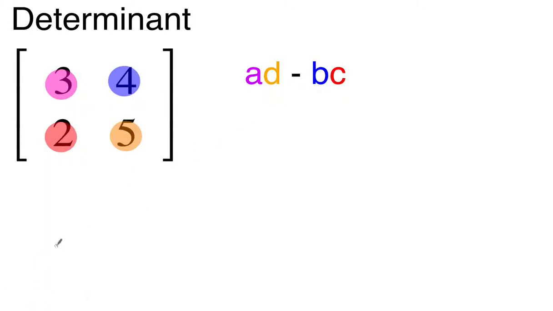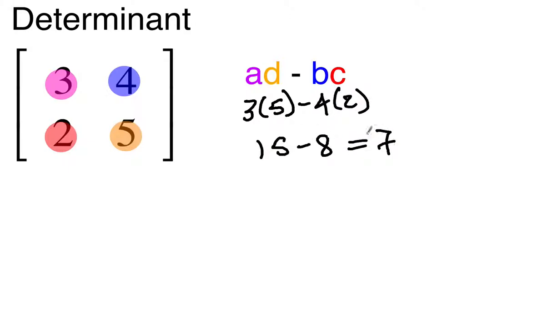So let's do that with an example. If this was my matrix, I would do 3 times 5 minus 4 times 2, which is 15 minus 8. So the determinant of this matrix would be 7.